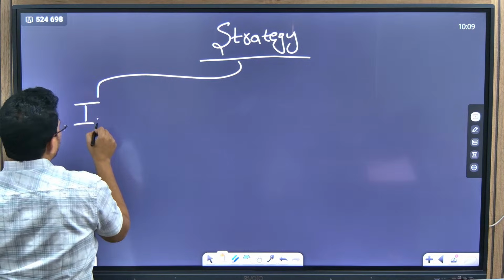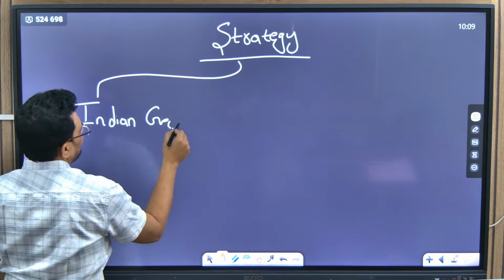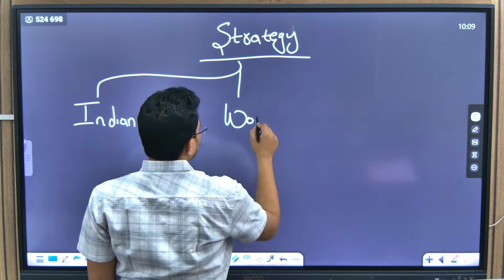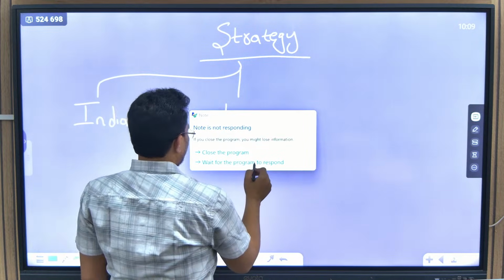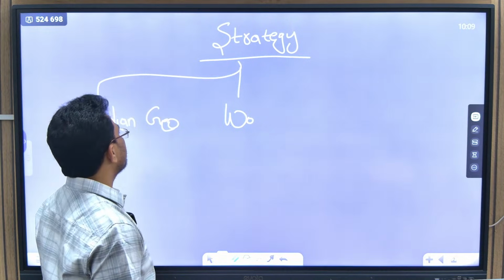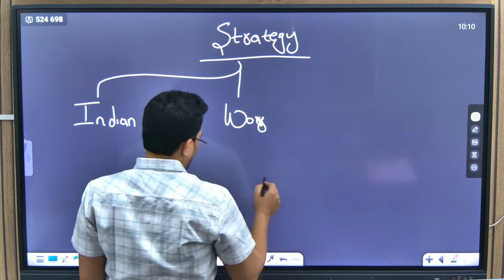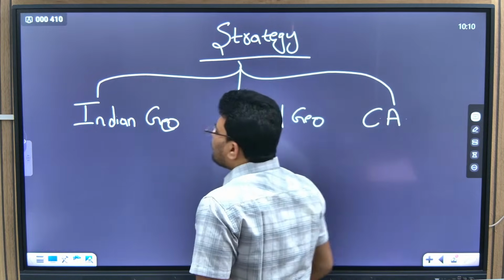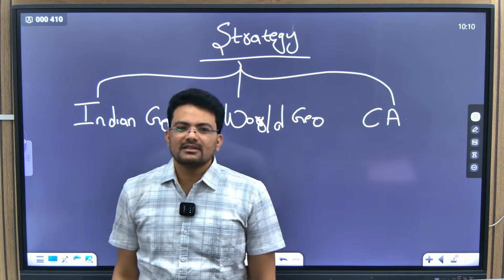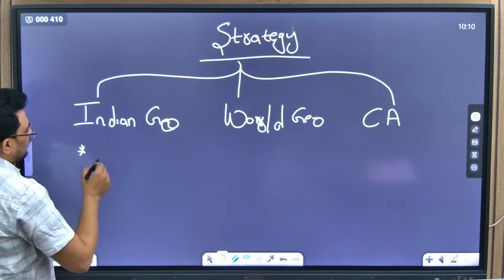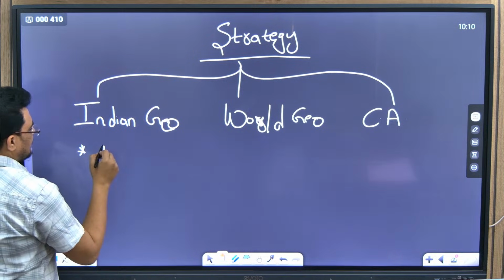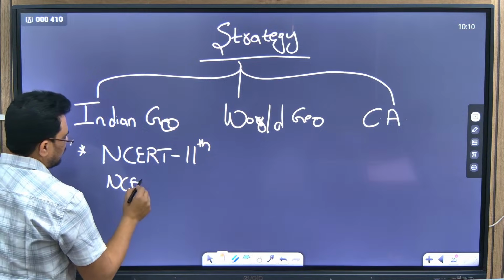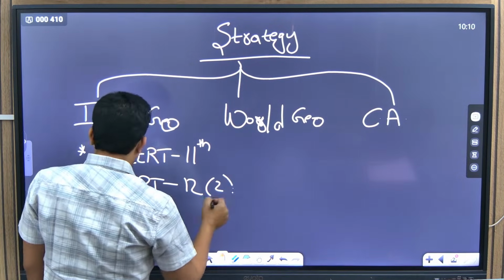You have Indian geography, world geography, and current affairs. For Indian geography, what are the books that you are following? Ideally you can follow NCERT class 11. Also in class 12th there is one NCERT, Human Geography, in which 2 chapters are very important.